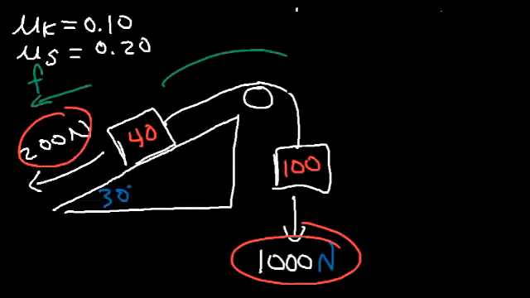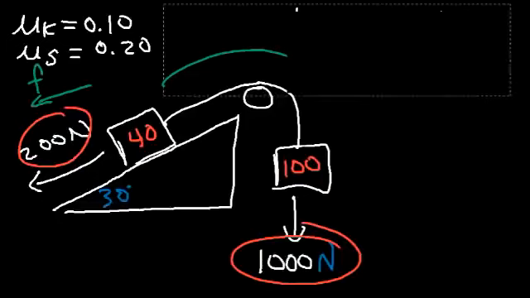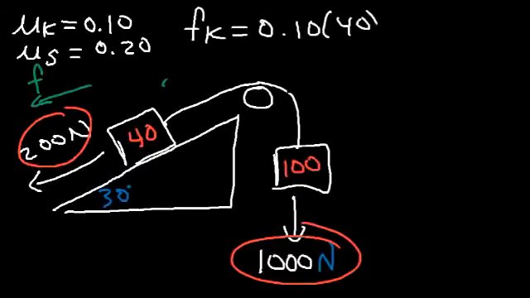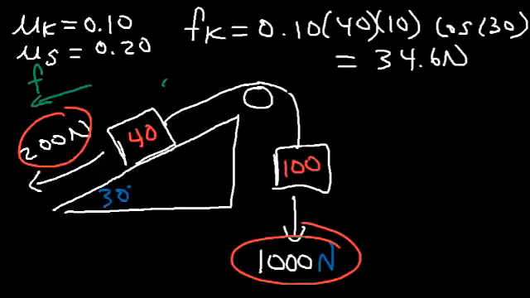So let's calculate f of k. So f of k is mu k times mg times cosine 30. It's mu k times normal force. So 400 times 0.10 times cosine 30 gives us a value of 34.6 newtons. So that's f of k.